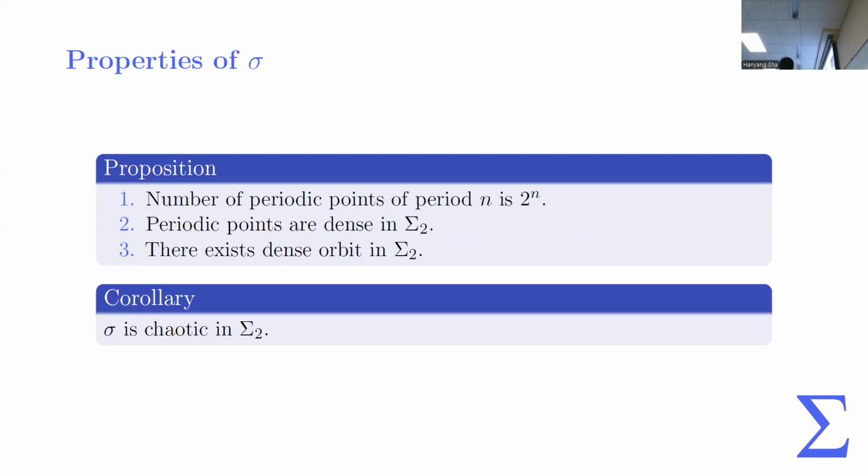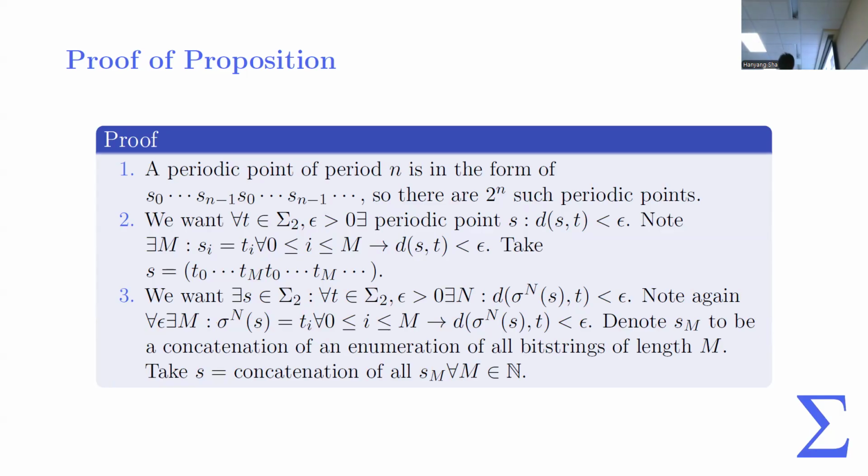The third thing is that there exists a dense orbit in sigma 2. A dense orbit is an orbit of some point that goes arbitrarily close to any other point inside the metric space. So this will be the formal definition: there exists some S such that for all t and for all epsilon greater than 0, there's going to be some iteration that goes arbitrarily close to t.